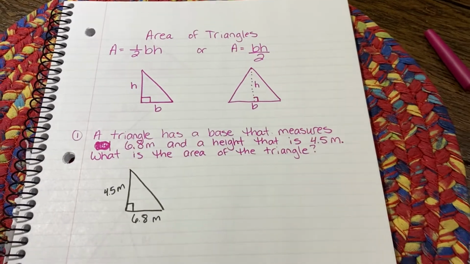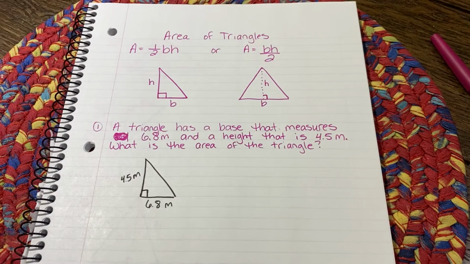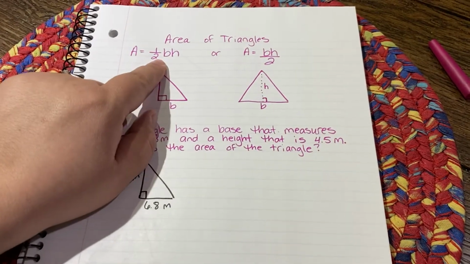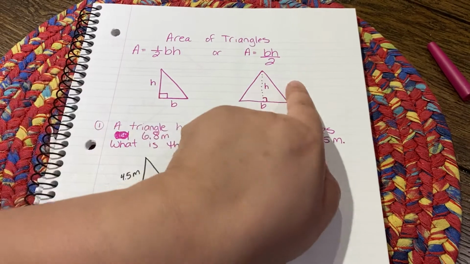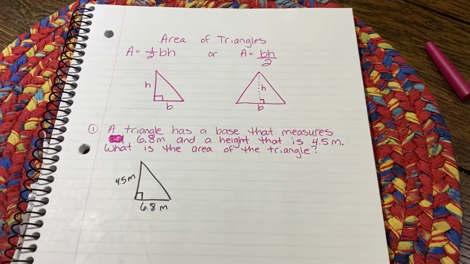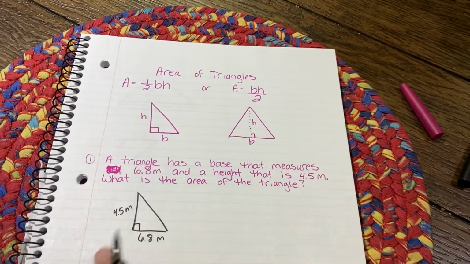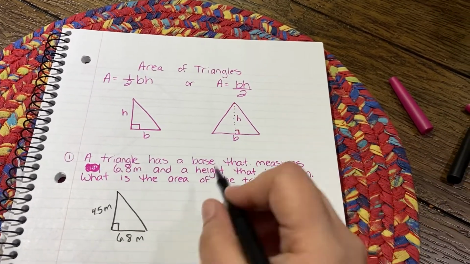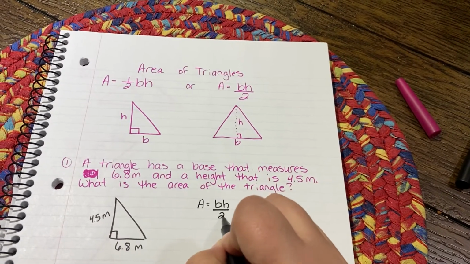And the question is wanting us to find the area of the triangle. So we're going to use, again, this is what's given to you, 1/2 times the base times the height. I don't like that fraction, so I change it to base times height divided by 2. It's the same exact process, okay? Let's get started. So we have the formula A equals BH divided by 2.